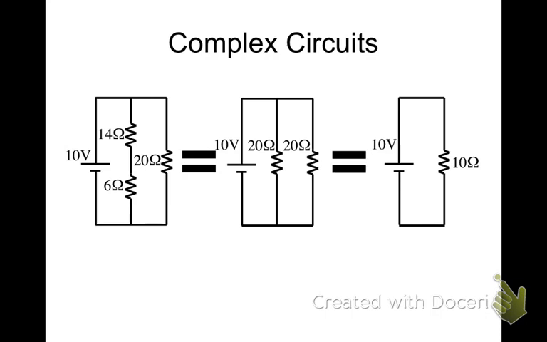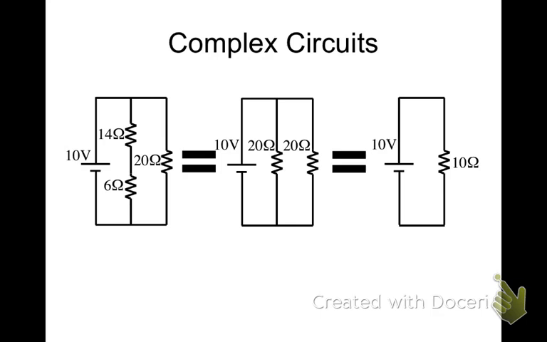Now here, I can just say these 3 resistors, the 14, the 6, and the 20, to the battery are no different from just putting one 10 ohm resistor in there. Are you with me on that? That okay? Okay. What can I do with this circuit? Very simplified circuit. What can I do with it?